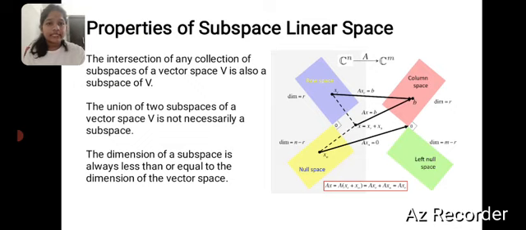Properties of subspace linear space. The intersection of any collection of subspaces of a vector space V is also a subspace of V. The union of two subspaces of a vector space V is not necessarily a subspace. The dimension of a subspace is always less than or equal to the dimension of the vector space.